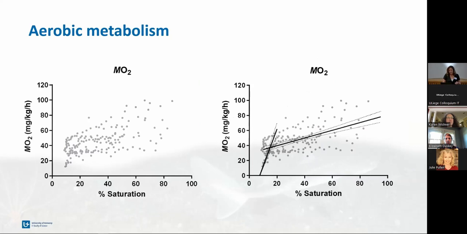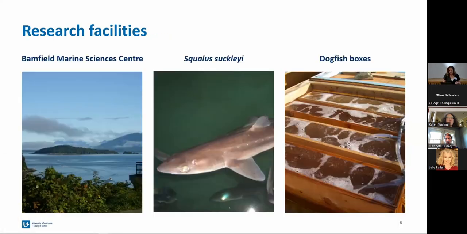We go there in summer because then the sharks tend to come in even more inshore on the sandbanks to hunt and to rest. Here you see one of the spiny dogfish, and these are the boxes we, amongst others, use for respirometry, and if you want to keep them individually.